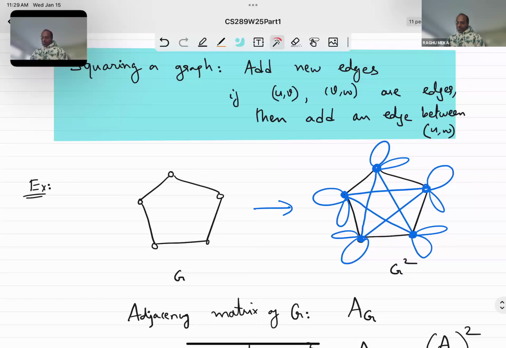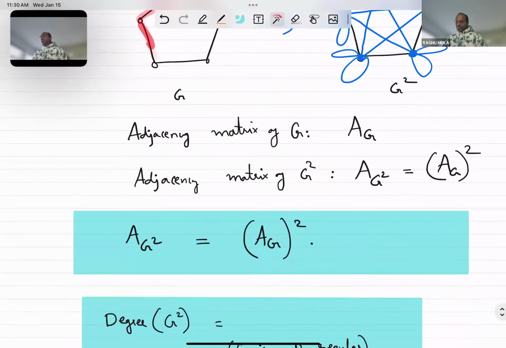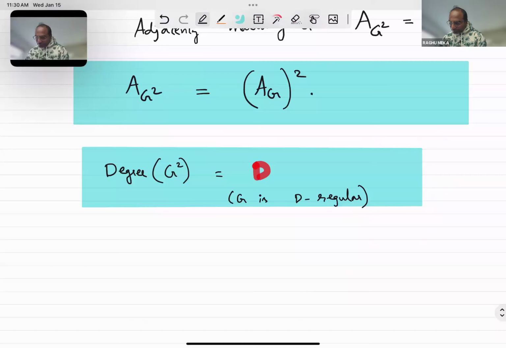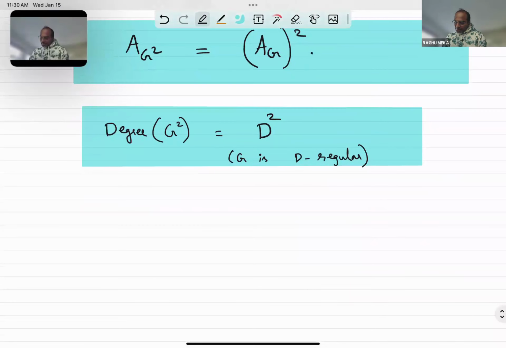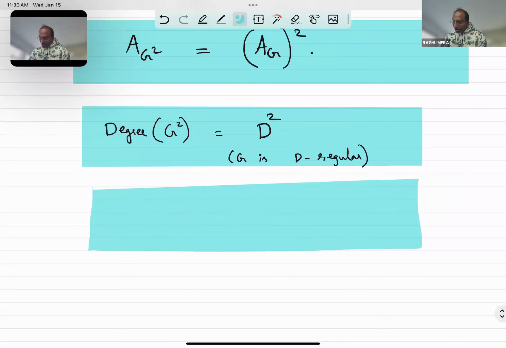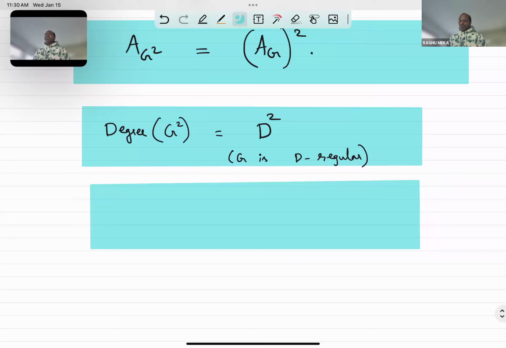Think of this example. What happened? So the degree was 2. It became 4 because you have one option. I take any one of these D edges, and then I can take any of the D edges from wherever I land up, right? So it's exactly D squared. So the squaring operation is literally squaring everything in terms of the matrix representations. So the normalized adjacency matrix is also going to be just this square.